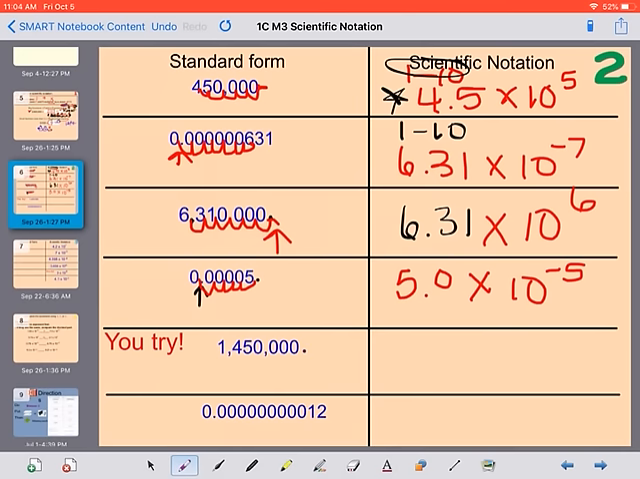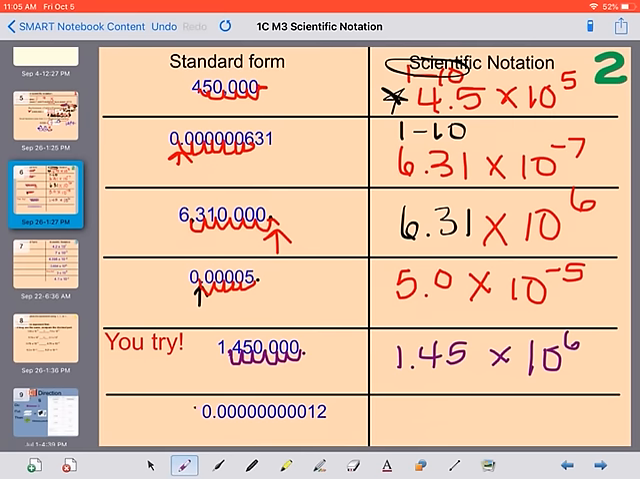Alright, if there's no decimal, we assume it's at the end. So if we ignore the zeros for a moment, we have 145. We would want 1.45. That's between 1 and 10. And then how many times do we multiply by 10 to get this big number? We would need to multiply by 10. Our decimal's here, 1, 2, 3, 4, 5, 6 times. So not times 6, times 10 to the power of 6. We would multiply 1.45 by 10 six times.